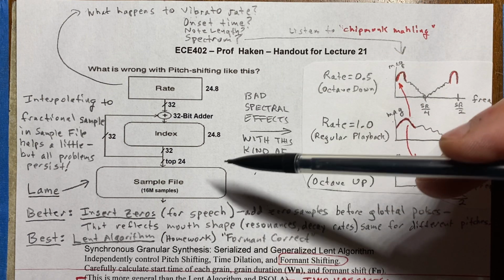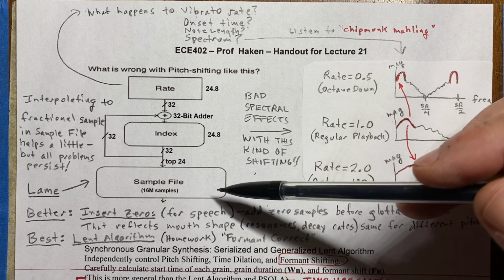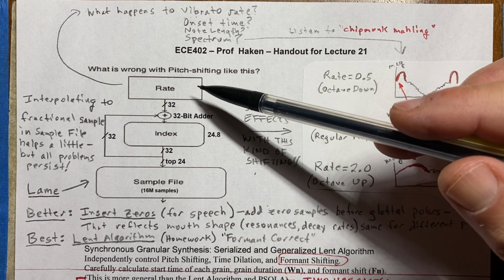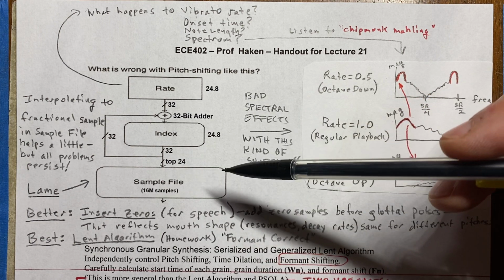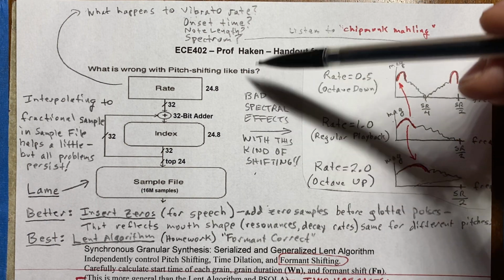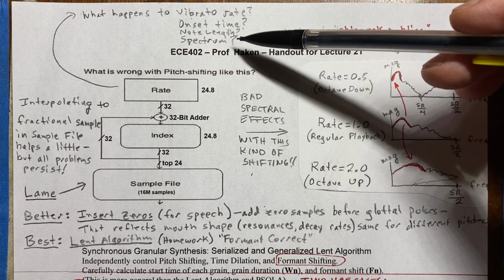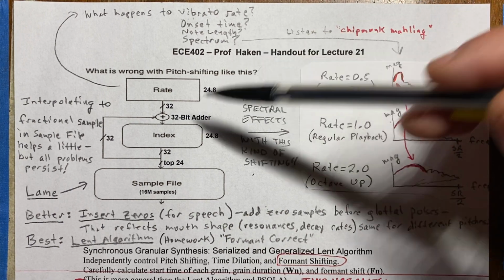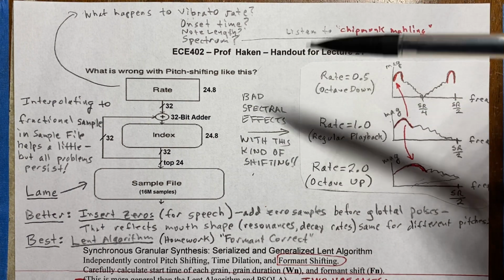If you have a note recorded in here, it's going to last half as long if you go up an octave, because you're stepping through it twice as fast. So you're not just pitch shifting, but you're doing all these other things. Worst of all, you're doing the spectral changes. And the spectral changes, when you do this kind of thing, you get this chipmunk effect.